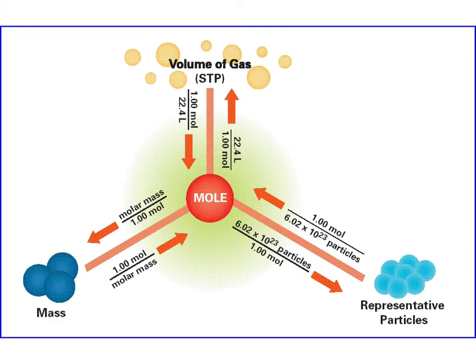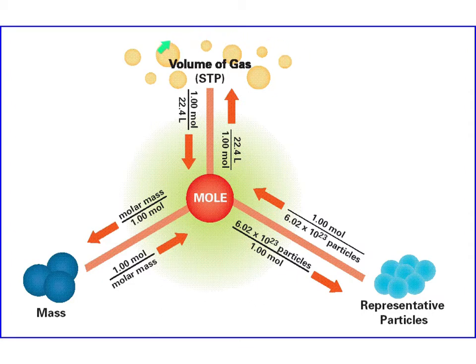Okay, so this is what we call the mole triangle, and the mole triangle has 3 corners. The first corner is mass, the second corner is the representative particles, and the third corner is the volume of gas at STP. I am not going to talk anything about that today.